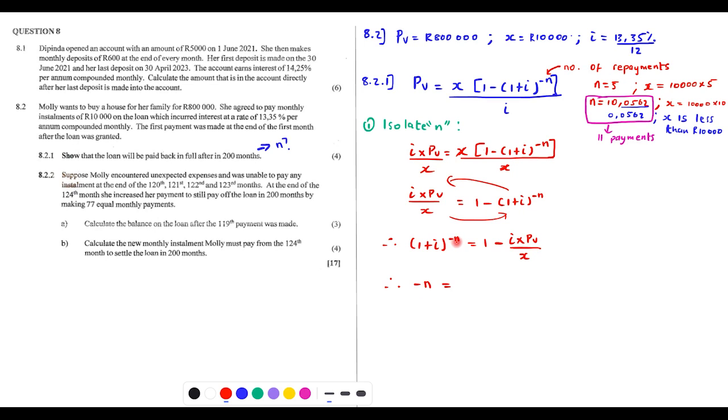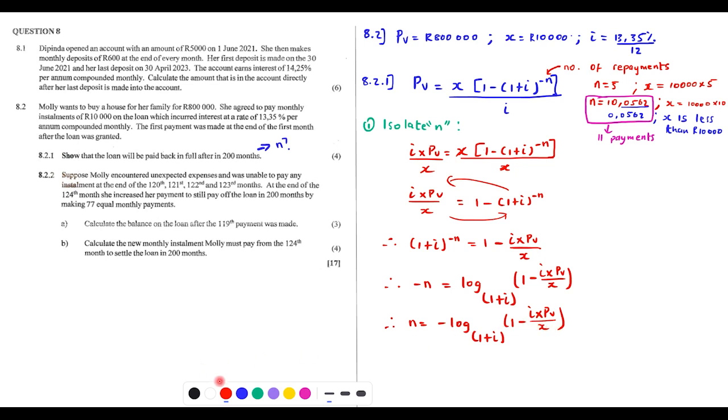It is equal to log, what is my base? My base is 1 plus I, and then the constant, I like to call it a constant, it is I times PV over x. The reason why I call it a constant will be for another day. So that's n equals minus log base 1 plus I of 1 minus I times PV over x. So that's basically how I'm going to calculate my n, right?